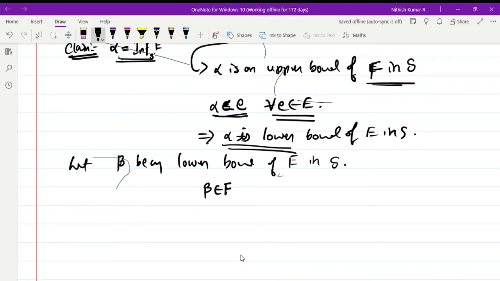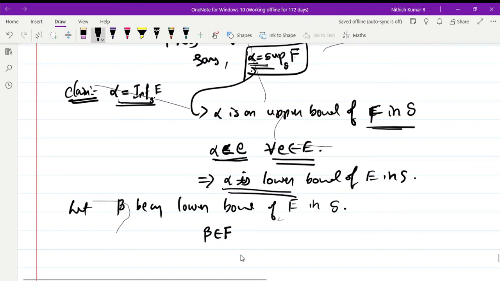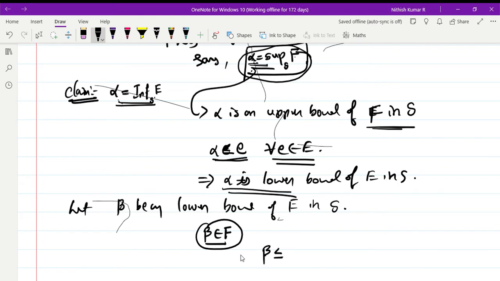Now what do you know about alpha? Alpha is the supremum of F, and beta is an element of F. Therefore, beta must be less than or equal to alpha.